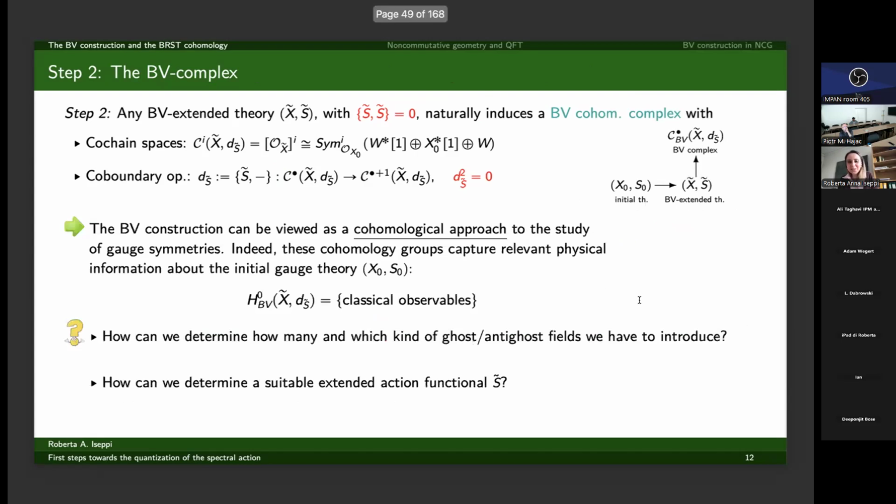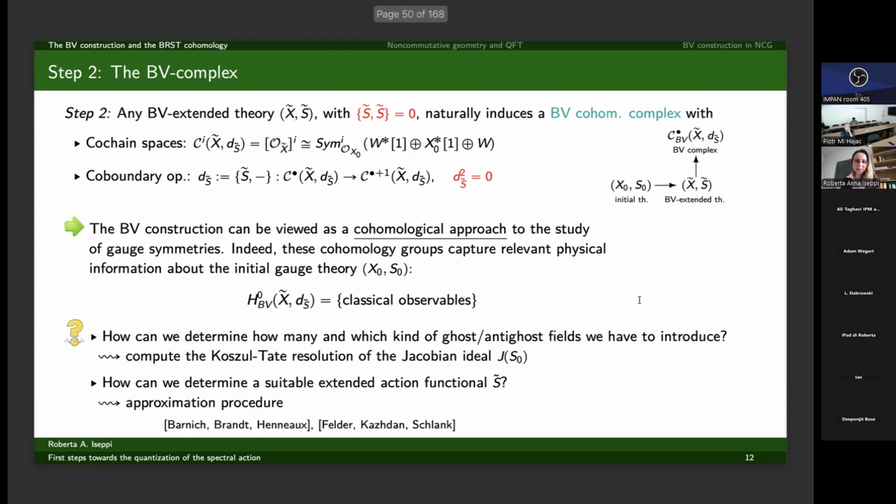Yeah, exactly. And then, of course, the natural question is how do we know how many ghosts and anti-ghosts we need? And how do we construct them? So there are different methods. Here I'm just recalling some used. A possibility for determining the ghost sector is by computing a resolution of this Jacobian ideal determined by S tilde, while S tilde is constructed by an approximation procedure. But it gets complicated at this point, so we will see just an example in the following.